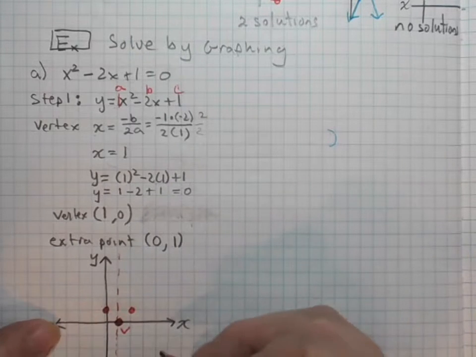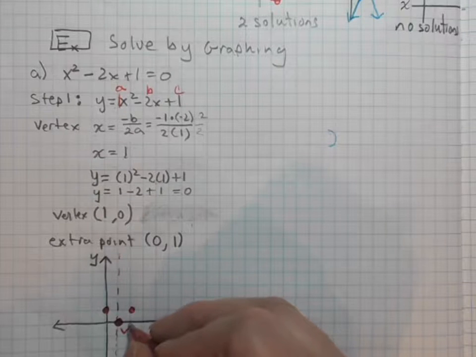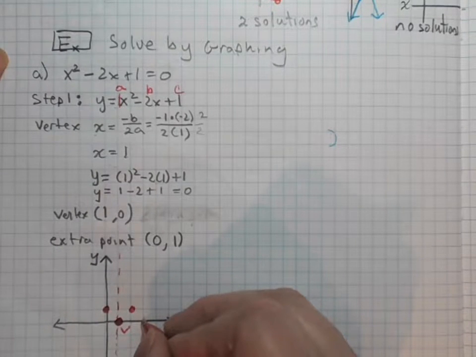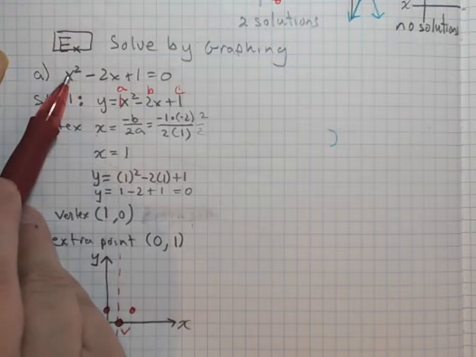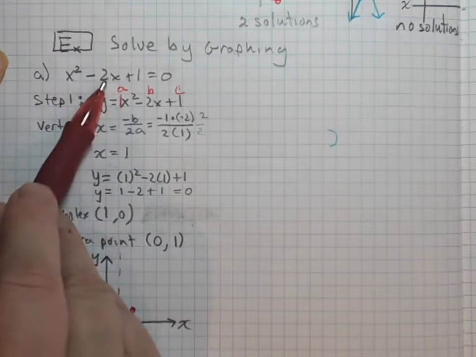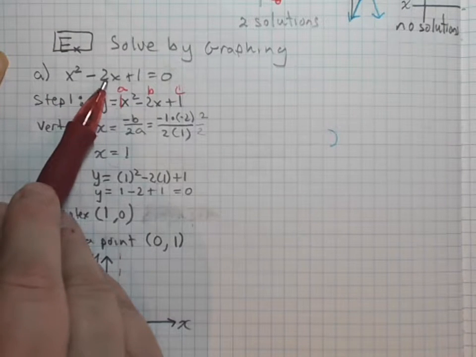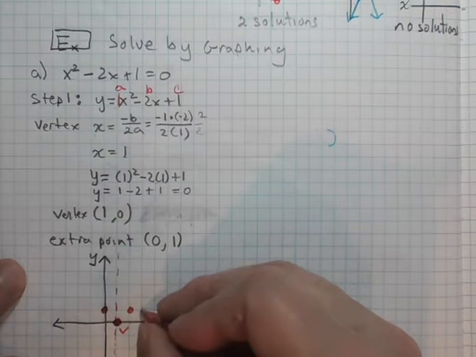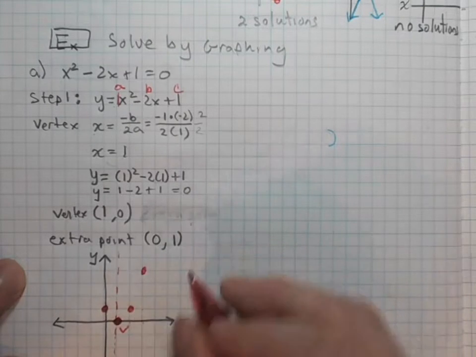There it is. If you want additional points, you could plug in, let's see, that's x equals 2, so x equals 3 perhaps, and get that value. 3 squared, let's see if we can do that with mental math. 3 squared, that's 9. Minus 2 times 3, well that's 6, so 9 minus 6, that's 3, and then add 1 is 4, so (3, 4). 1, 2, 3, 4, and so here's my extra point.